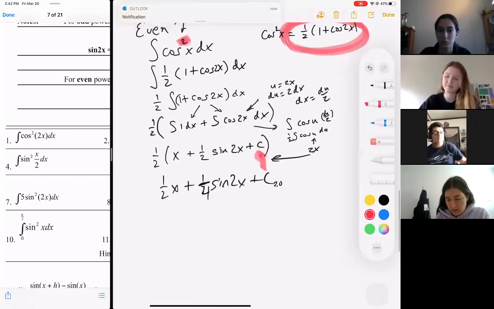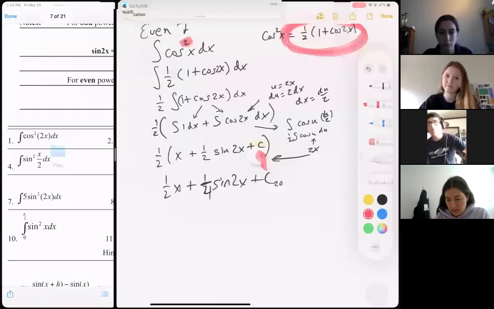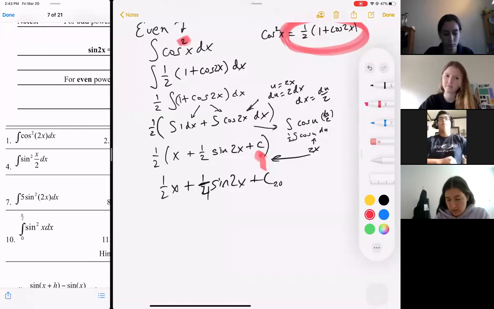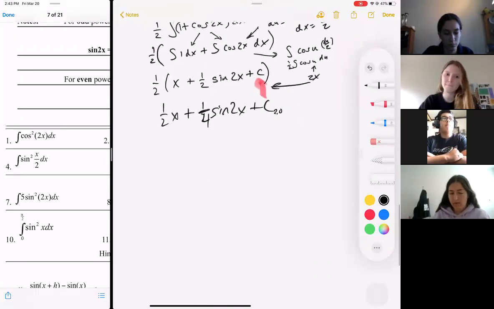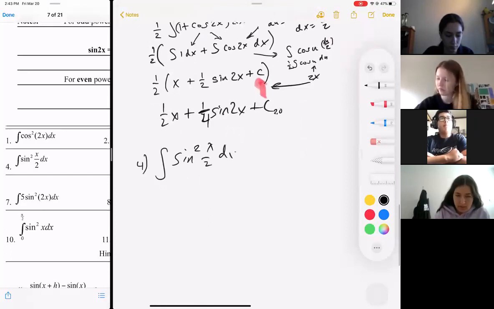Let's go ahead and do another one of these problems. Actually, we should finish. We'll do problem number 4, because we kind of skipped number 1. We did the easier version, but I don't want to do it again because it's practically all the same steps. So number 4: the integral of sine squared of x over 2 dx.